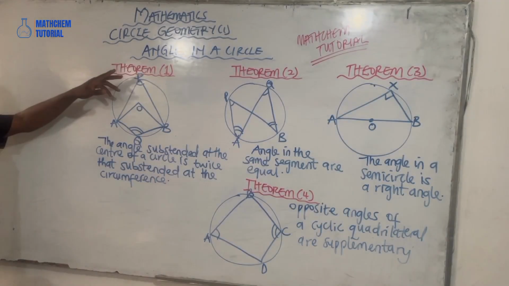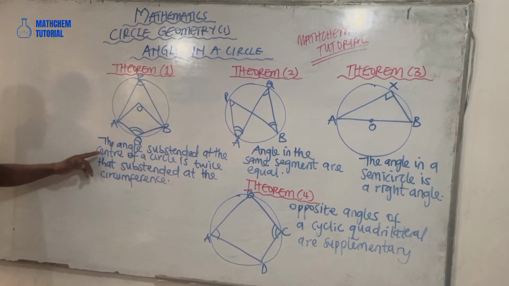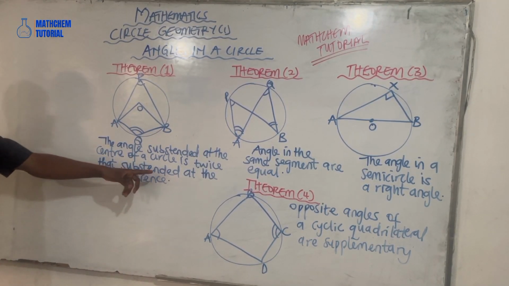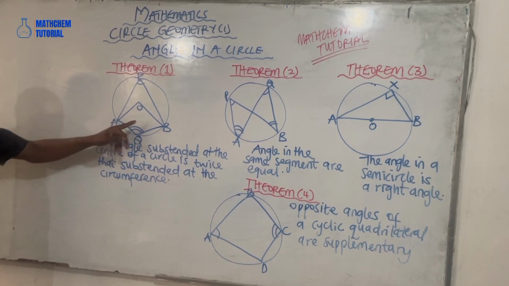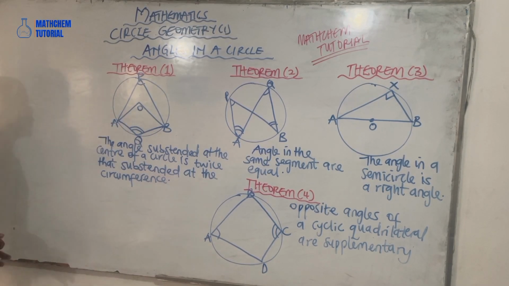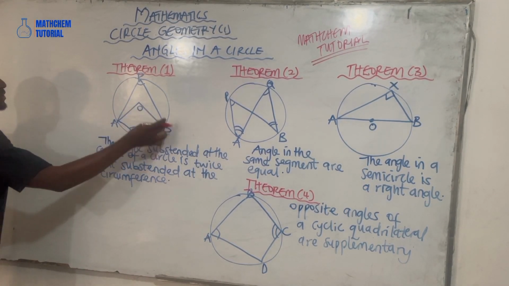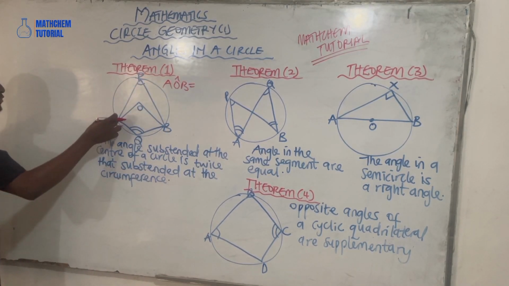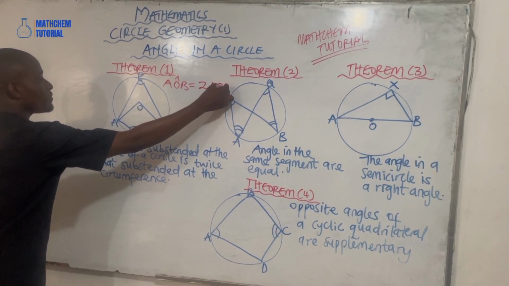Let's look at angle in a circle. Now we are in angle in a circle. So the first theorem I'll be explaining is that the angle subtended at the center of the circle is twice that subtended at the circumference. This P here and this Q here, this A here and this B here, they are on the circumference of the circle. So this is the center of the circle. What I'm trying to explain here is that angle AOB will be equal to 2 of angle APB.